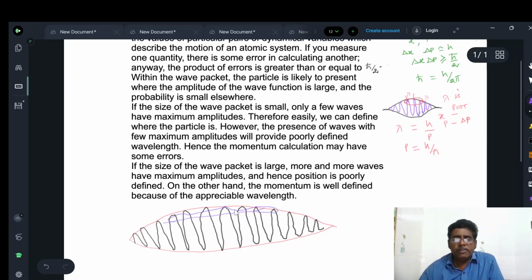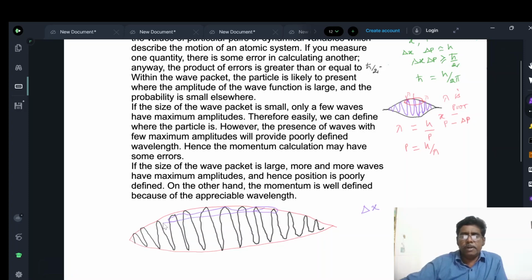Here x is poorly defined because of the larger size of the wave packet. But at the same time, lambda is well defined. So the peaks are almost similar, so the lambda is well defined. The wavelength is well defined, but x is poorly defined. So if the size of the wave packet is very large, the error occurs in calculating position, but lambda is well defined, so momentum is well defined.